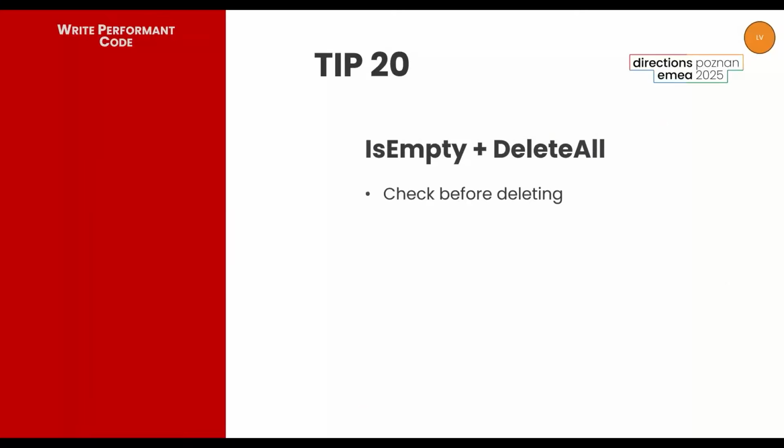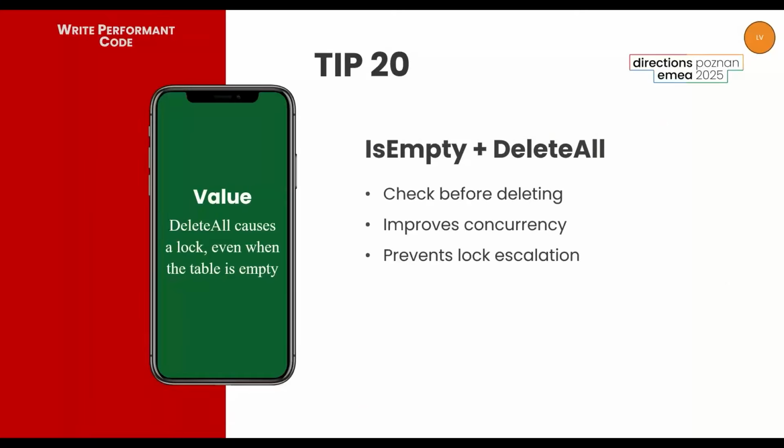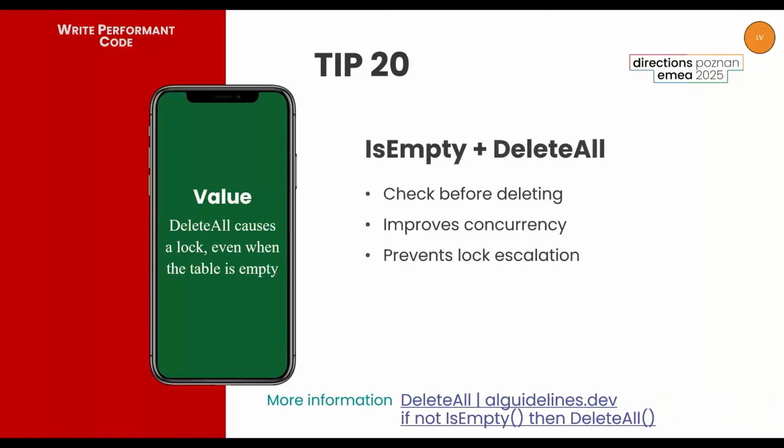Tip 20 is empty and delete all. Yeah, if you call delete all on an empty table, it locks that table. So, and that means that anything happening after that cannot continue because there's a lock on the table which has no records. And normally a lock could be per record.